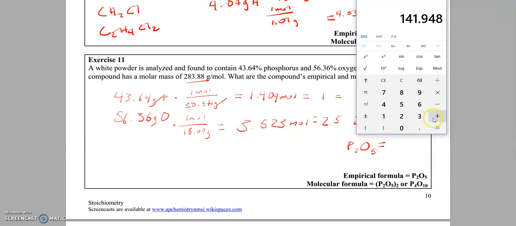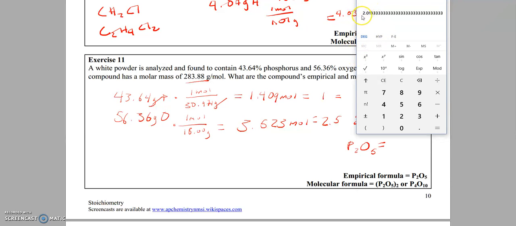Okay, then we're going to take this number over here and divide it by our empirical mass. So 283.88 divided by 141. Oh, I don't remember what it was. Let's just see what this gives us. So see how close that is to 2, even though I didn't remember the full empirical mass.